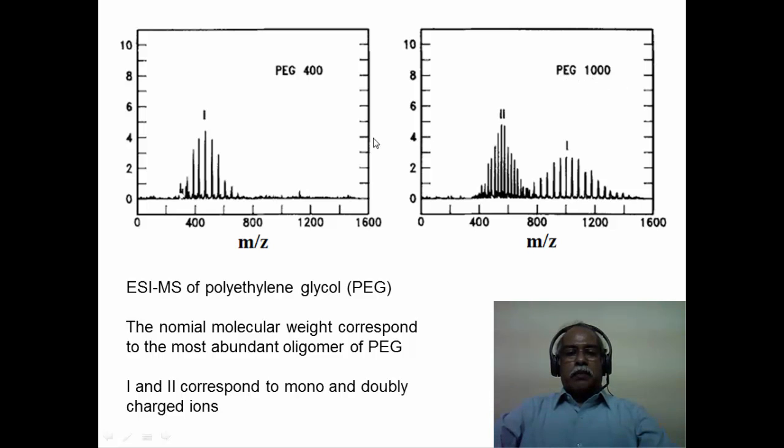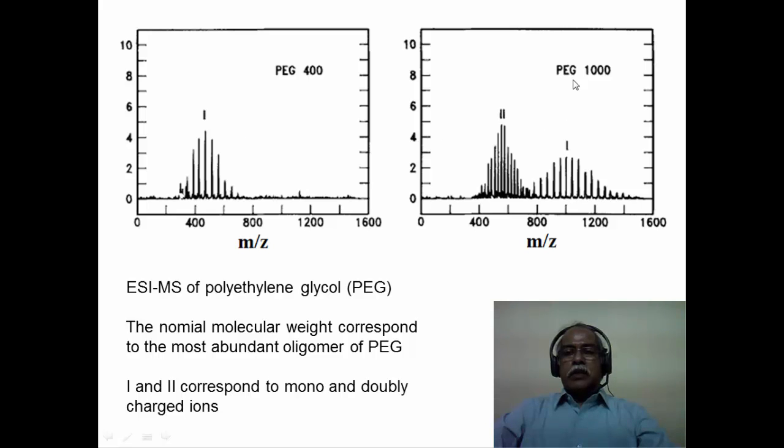So when you analyze the polyethylene glycol using electrospray ionization mass spectrometer, this is a kind of spectrum that one gets, almost a Gaussian distribution of molecular weights, because the polydispersity index is not equal to 1. So you have many molecular weights distributed in this particular system. However, the nominal molecular weight corresponds to the most abundant oligomer in this particular system. In other words, the most abundant oligomer could be somewhere around 420 or 440 or something like this. That corresponds to the molecular weight of about 400. So that is why it is called polyethylene glycol 400 in this particular case.